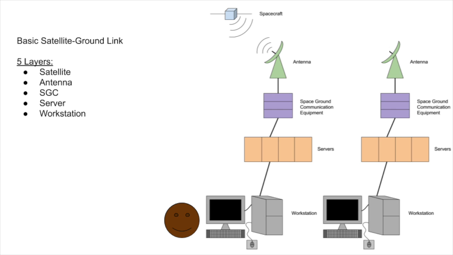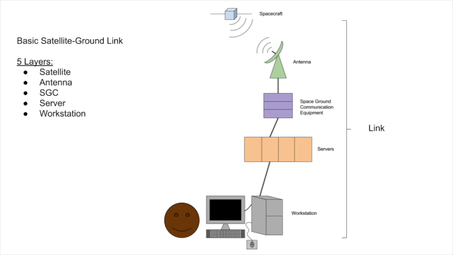So to make this happen, there are typically primary and secondary data paths that can receive the data. Each path uses a different set of equipment. This full data path is referred to as a link. And depending on the mission, there are usually multiple links per satellite.